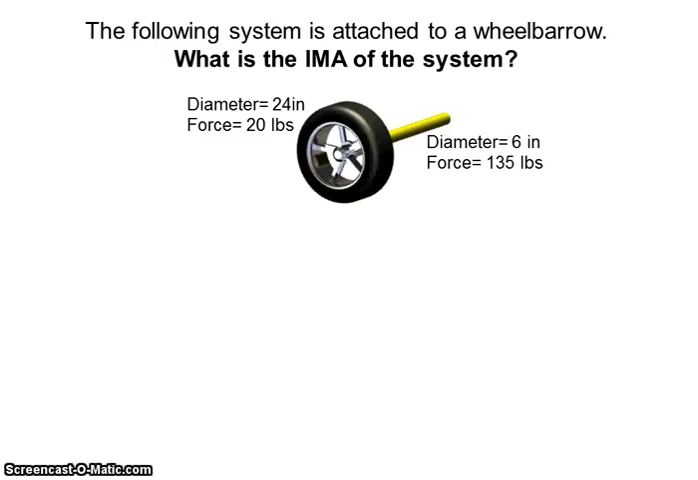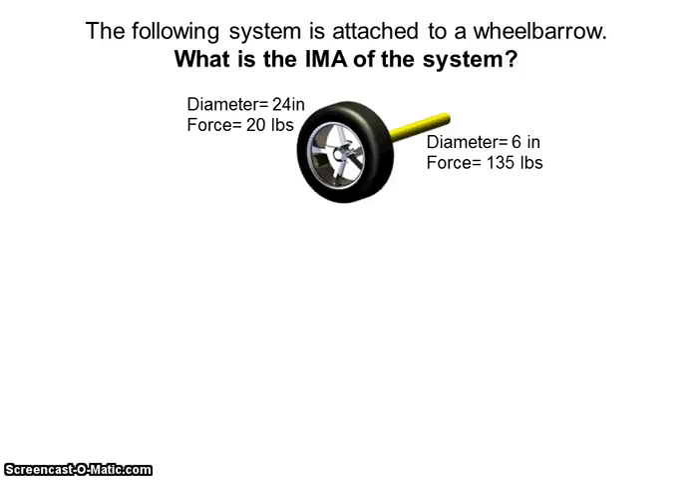So now let's do some sample problems. So this is a problem that is in your packet, so make sure you follow along. We have this system attached to a wheelbarrow. So we want to find the IMA, and they're giving us the diameter of the wheel and the axle, and then the forces on those respective parts of our system.